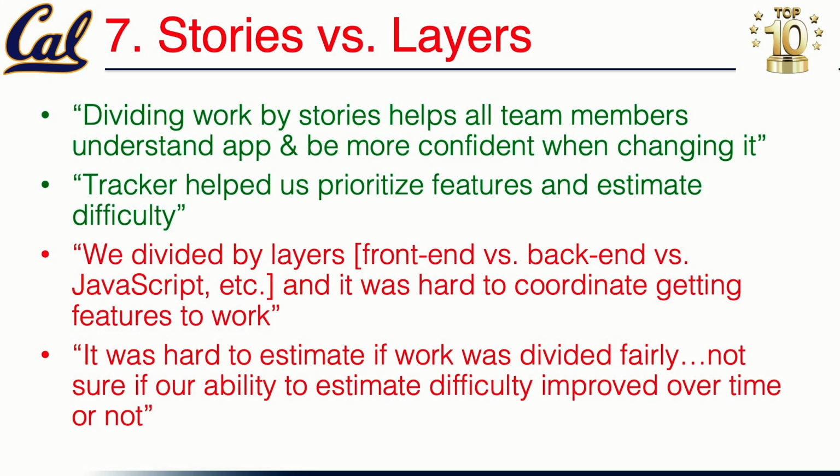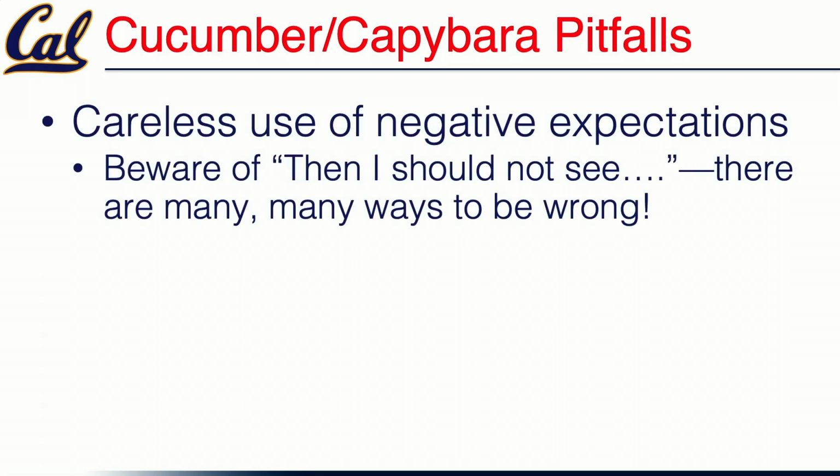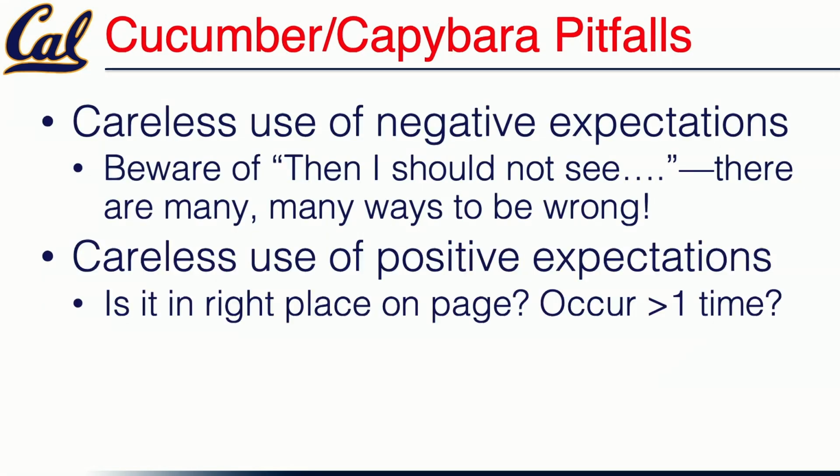Again, we covered only very basic Cucumber and Capybara scenarios, but immediately we saw the careless use of expectations, both negative and positive. So a negative expectation is a step definition or a step that says something like, when something happens, then I should not see something on the page. Remember that there are many, many ways to not see something on the page, and most of those ways are not what your test is about.